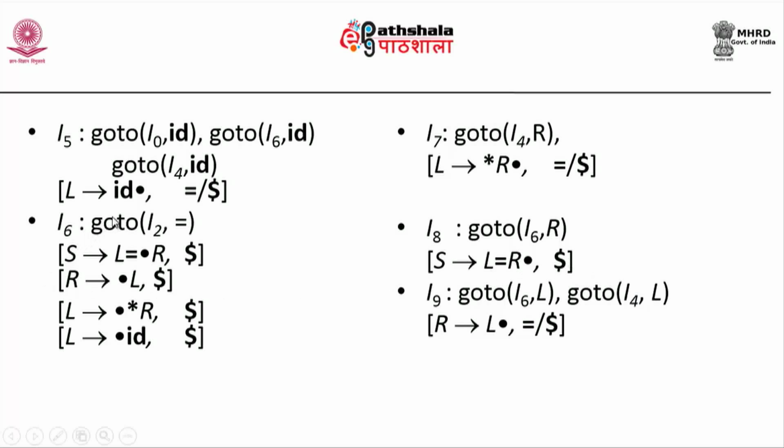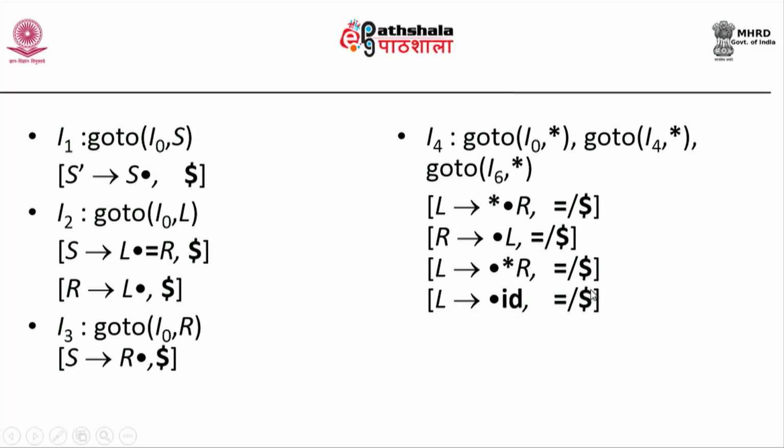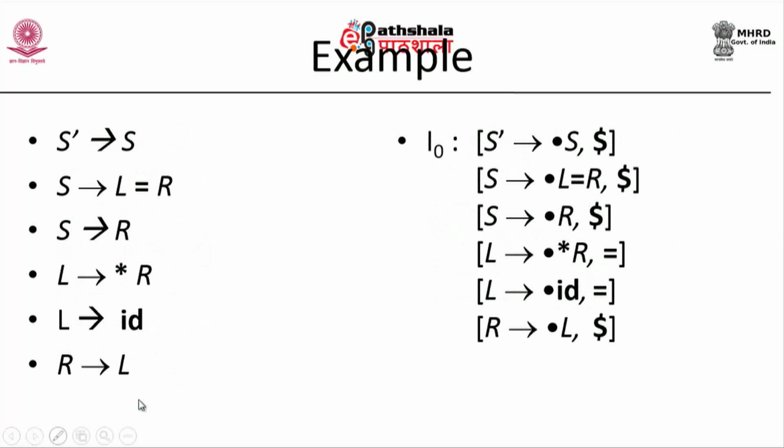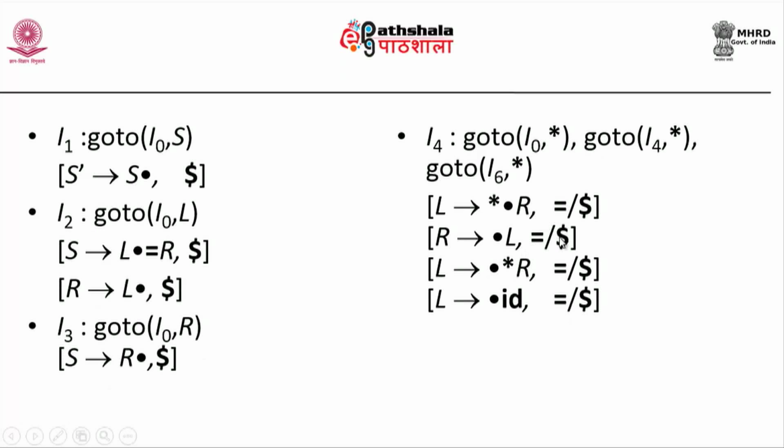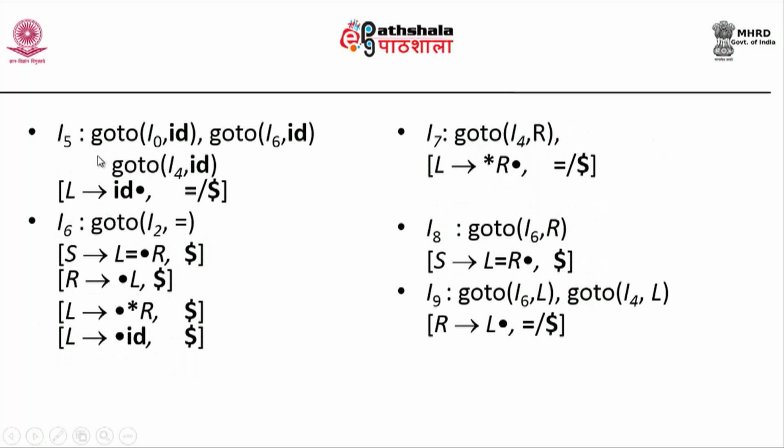Similarly, L produces ID dot, equal to slash dollar. So here this has got an equal to slash dollar, while if I look at I naught, it has got only an equal to. Again I am combining them together. So I naught on ID will be simply L produces ID dot with the equal to alone. Here I am combining it with this dollar, so that results in a new item, call it as I5.